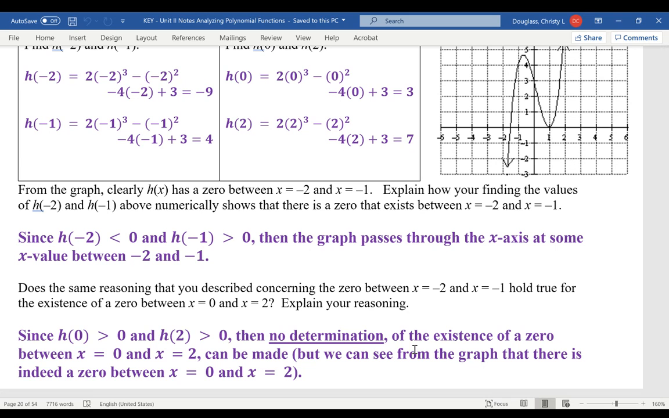Now, we can see from the graph that there is indeed a 0 between x equals 0 and x equals 2. But if we were just looking at it numerically and did not have a graph to look at, we would not be able to determine yes or no that there is a 0 between these x values, because the y values are the same sign. The main idea of this section is to know that if the y values change signs, then you know that somewhere between these 2 points there is a 0 of some kind, and we've narrowed down where it is.